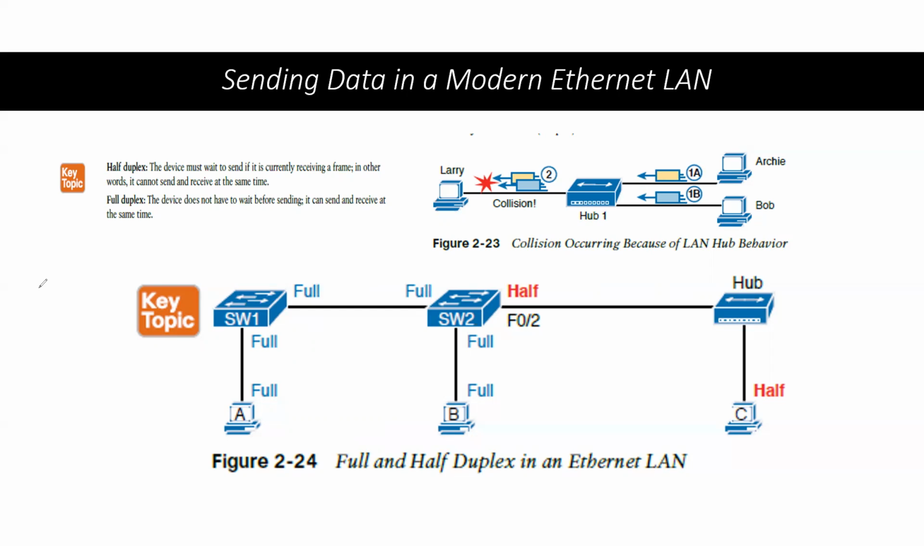Two concepts in Ethernet: half duplex and full duplex. Half duplex means the device must wait to send if it is currently receiving a frame. In other words, it cannot send and receive at the same time. And on the opposite, we have full duplex. The device does not have to wait before sending. It can send and receive at the same time. And this is in regards to data transmission at layer 2, before it gets onto the wire, layer 1. So what is half duplex? We have Larry, we have Archie, we have Bob, okay?